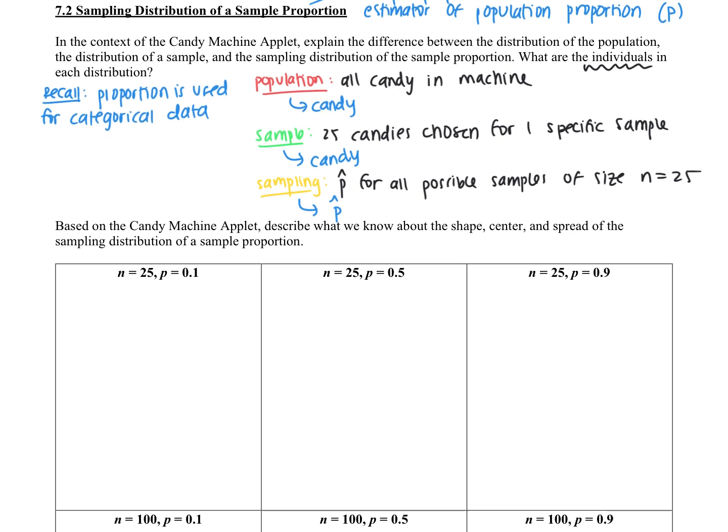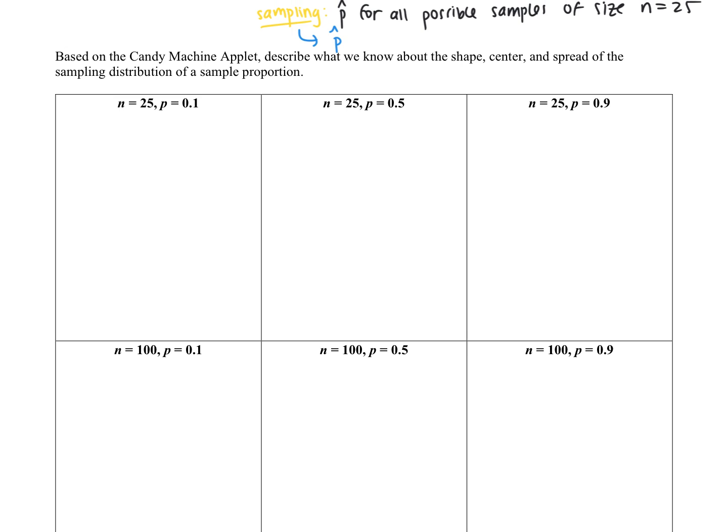Okay, so here's what you're going to be doing. You are going to be playing around a little bit down here. You have 6 different ones that you are going to do. In each box, you are going to use the simulation. We're going to take 100 samples. So every time I want you to take 100 samples. Let's take 1,000. So maybe you want to write that down. So you're going to do 1,000 samples in each box. The first one, your samples are going to be 25 candies. The probability of orange is 0.1. Second box, samples of size 25 still. Probability of orange is 0.5. What you're going to be looking at is the shape, center, and spread.